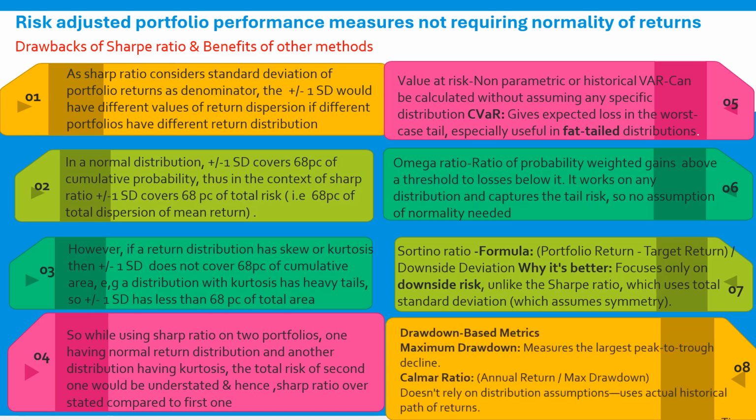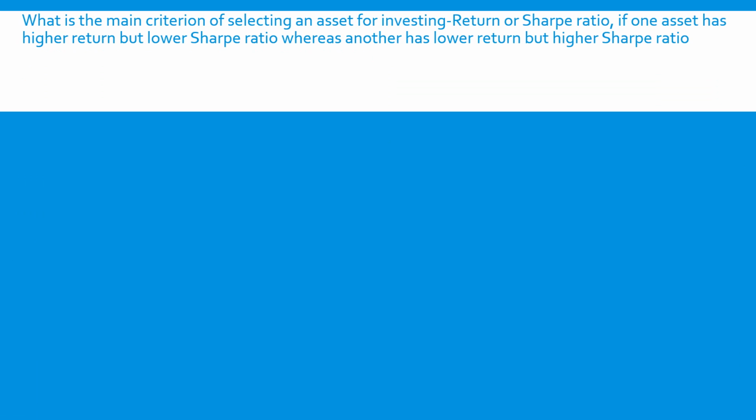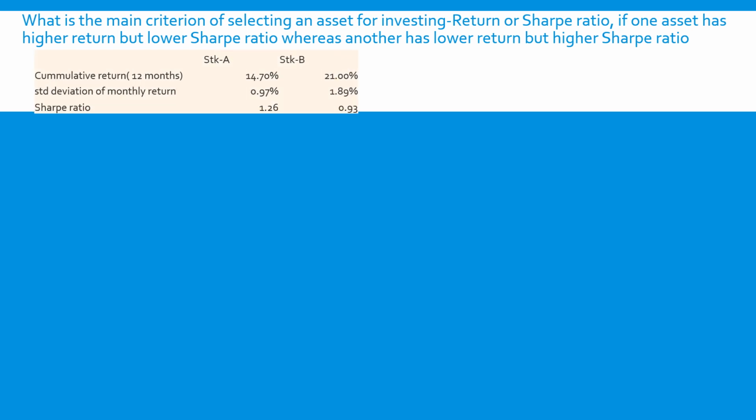Drawdown based metrics: maximum drawdown measures the largest peak to trough decline. Calmar ratio, annual return divided by maximum drawdown, doesn't rely on distribution assumptions and uses the actual historical path of returns. Now, what is the main criteria of selecting an asset for investing? Return or Sharpe ratio? If one asset has higher return but lower Sharpe ratio, whereas another has lower return but higher Sharpe ratio.